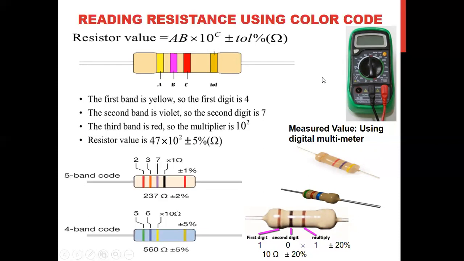Okay, we can measure the value using a digital multimeter also, and the tolerance is how much error there is during the measurement. Okay, this is the 4 band. Now let us see another example.